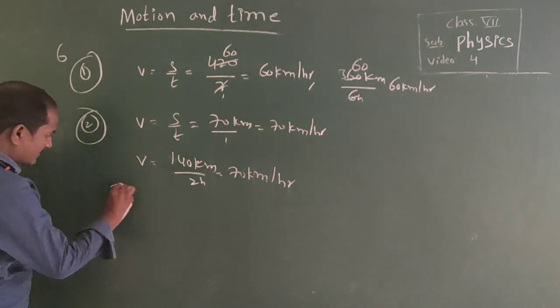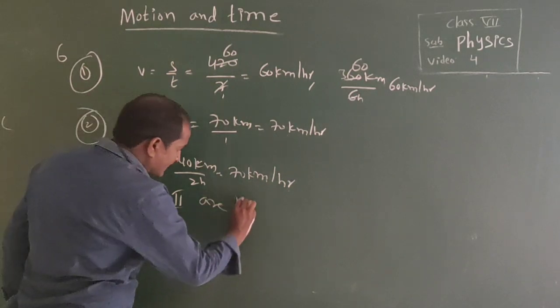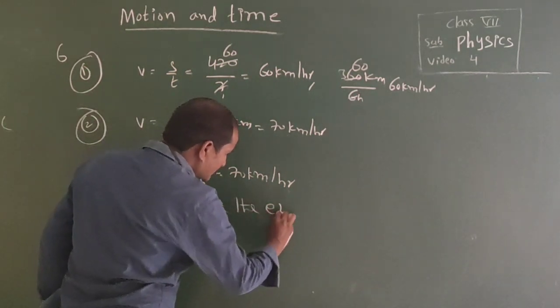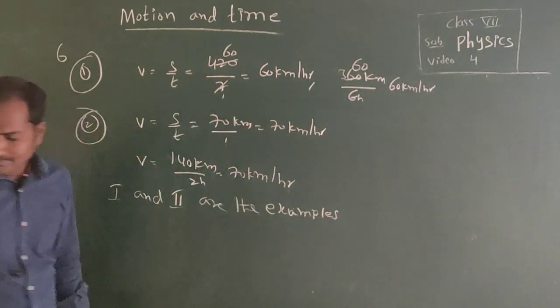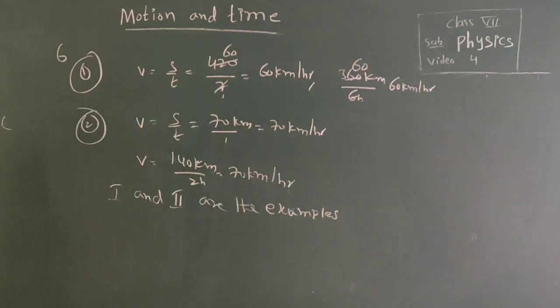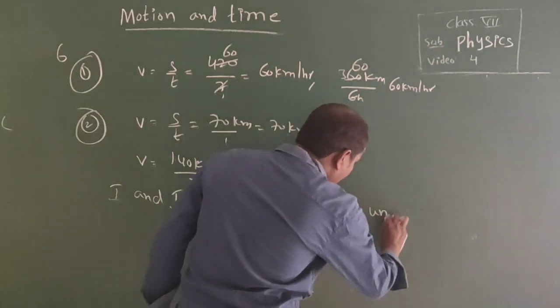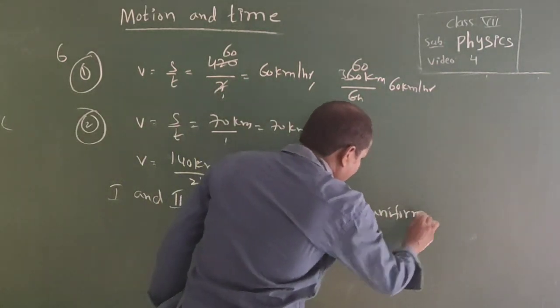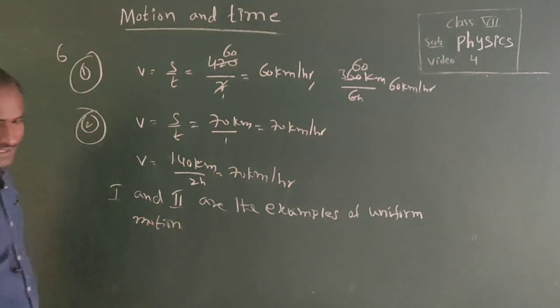Statement 1 and 2 are examples of uniform motion. Okay, remaining questions tomorrow I'll explain. Okay, thank you.